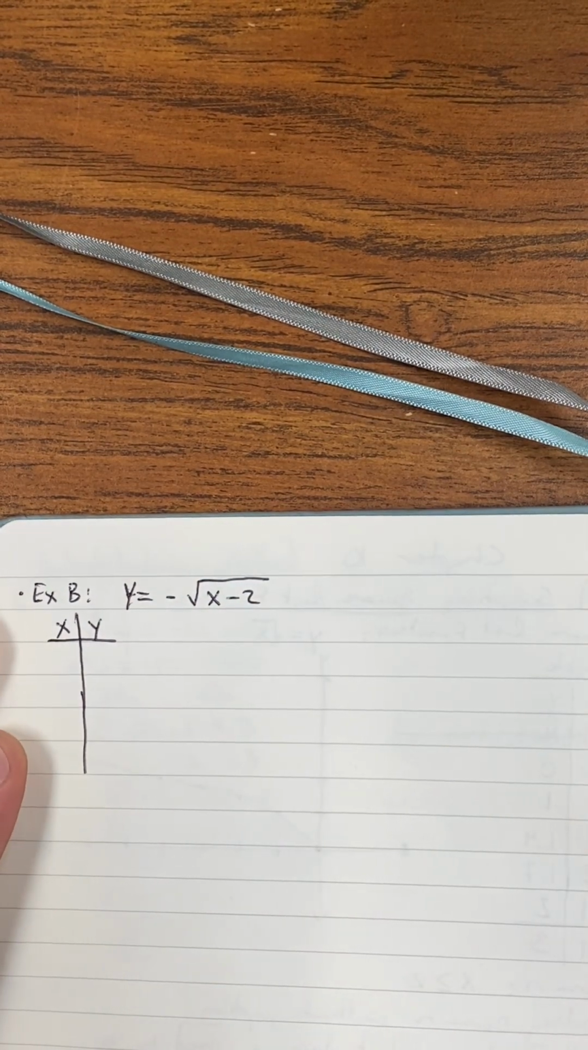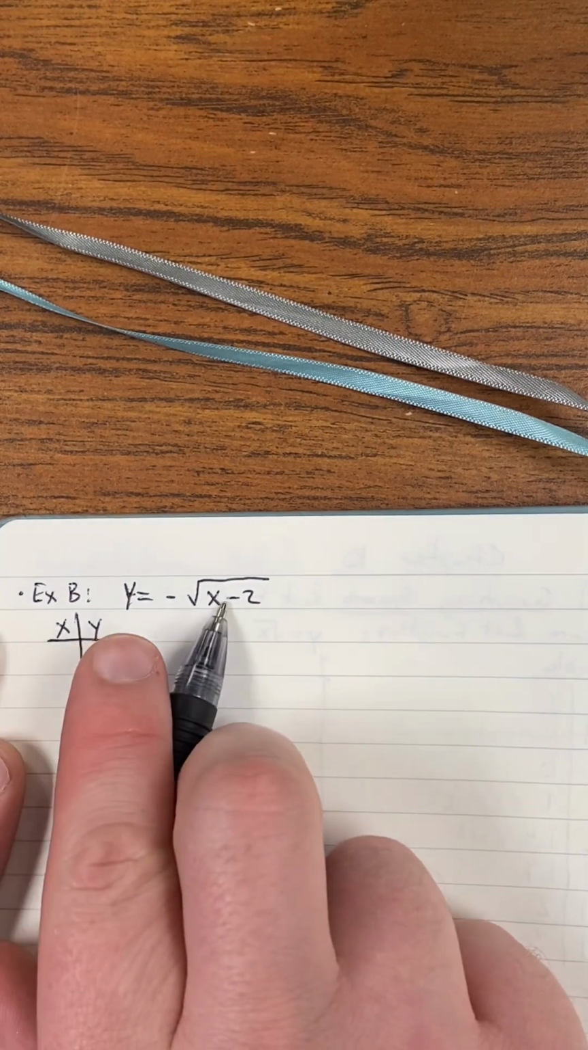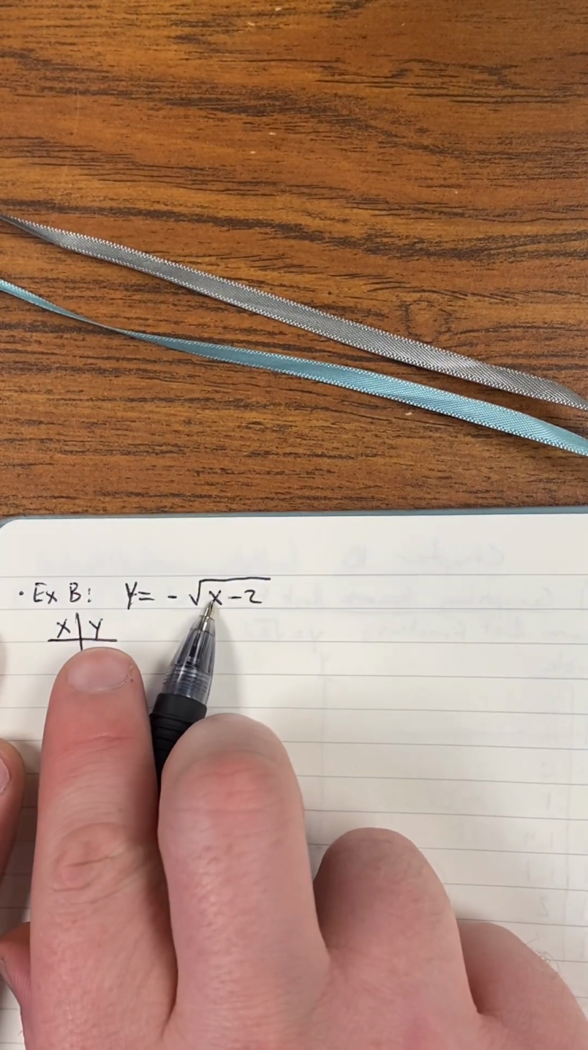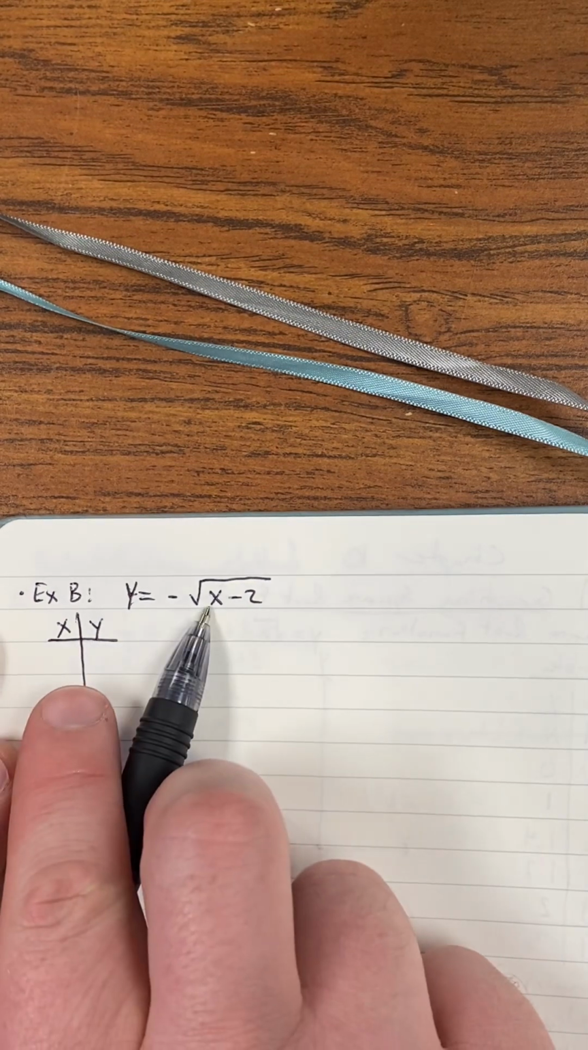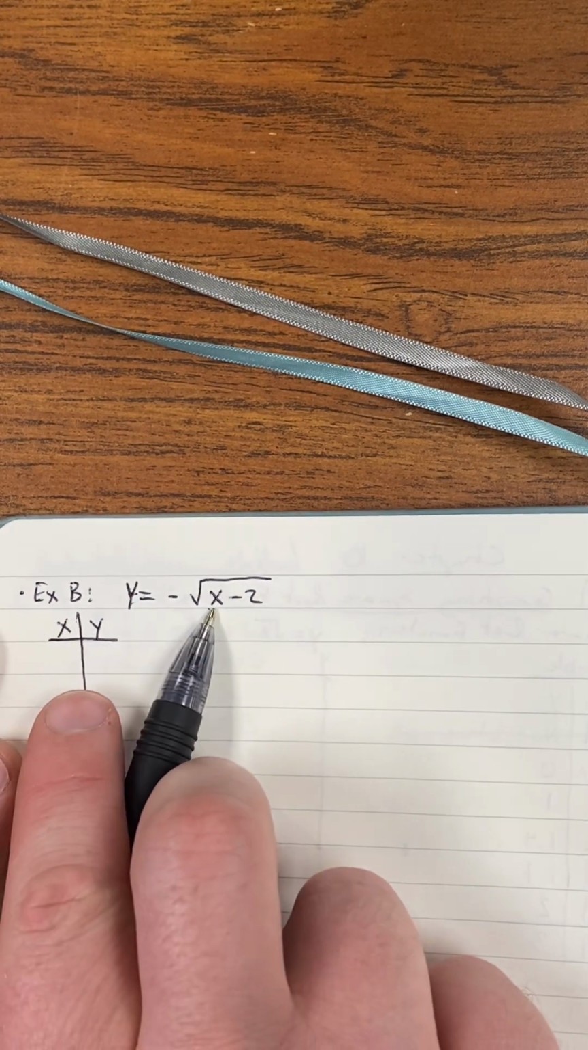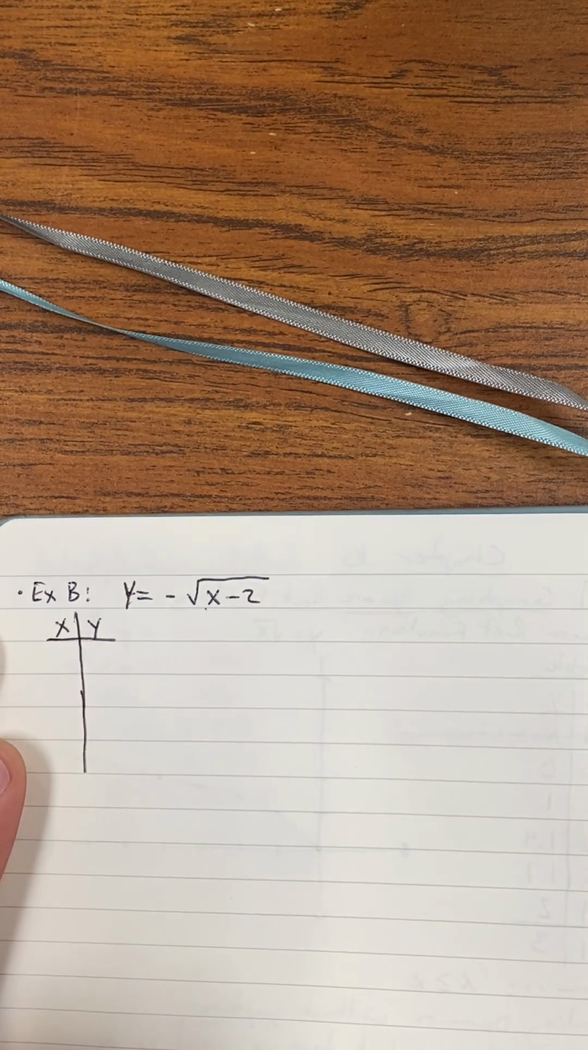So I know from the past problem that I probably don't want to mess with negative numbers. In fact, if I check out the domain for this one, where should I actually start with my x values? So if I use my technique from what I just learned, what should I plug in for x that's going to give me 0 as my answer? Well, the answer would be 2. So we would want to start on 2.